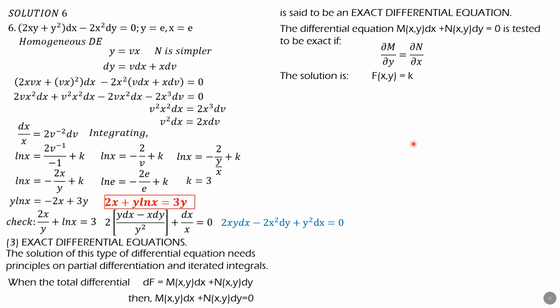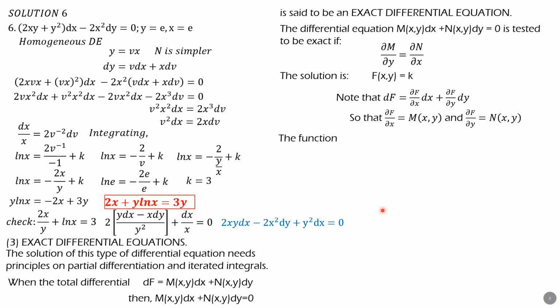So note that the differential of f is partial of f with respect to x times dx plus partial of f with respect to y dy, and it is because it comes from here. So that means partial of f with respect to x is this function m function of xy, and partial of f with respect to y should be this one n function of xy. So the function f of x and y is obtained from either of the two equations here.